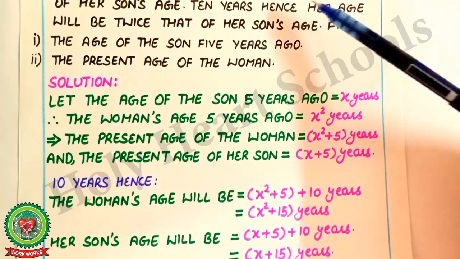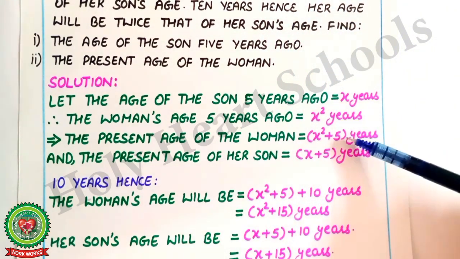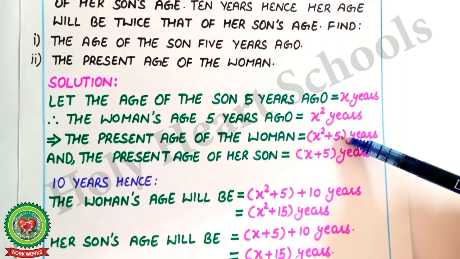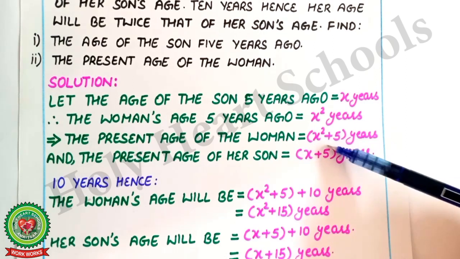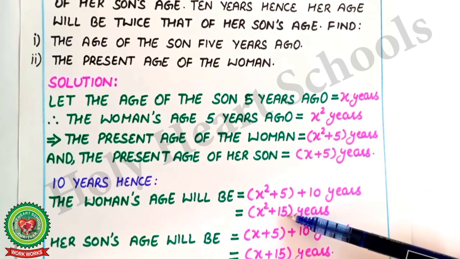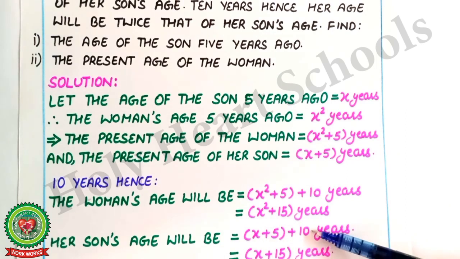Now the statement says 10 years hence. It means we have to add 10 years to the ages of the son and the woman. So x square plus 5 plus 10: the woman's age is x square plus 15, and plus 10 in the son's age also. So x plus 5 plus 10, the age is x plus 15 years.